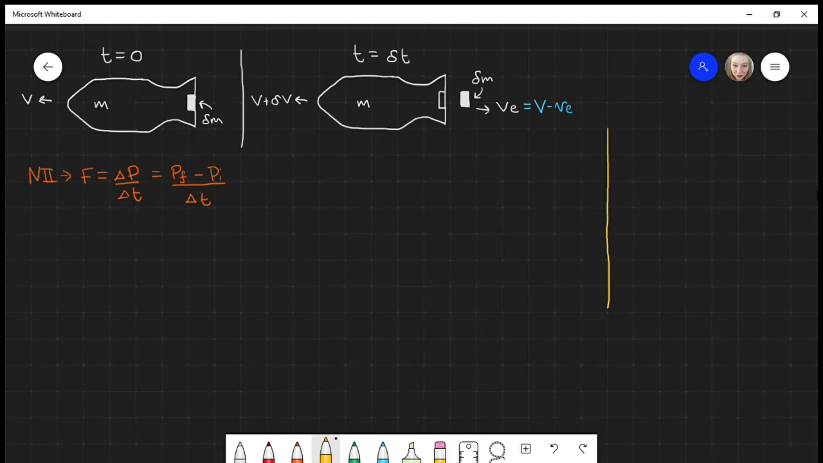So the initial momentum, pi, is when t is 0. Momentum, remember, is mass times velocity. So the momentum at t is 0, the total momentum of the system. Well, the mass is the mass of the rocket plus the mass of the propellant because it hasn't been expelled yet.